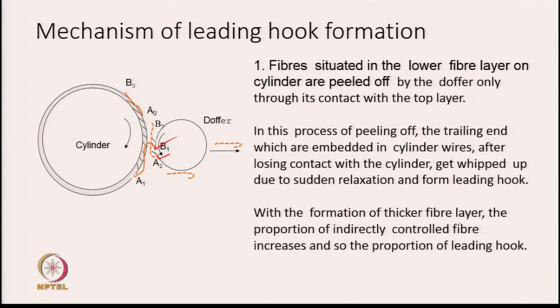With the formation of a thicker fiber layer, the proportion of indirectly controlled fiber increases, and therefore the proportion of leading hooks. So, when this fiber gets whipped up, we see that the fiber comes as a leading hook from the surface of the Doffer. This is how the leading hooks are getting formed.